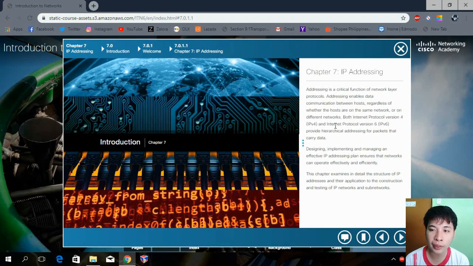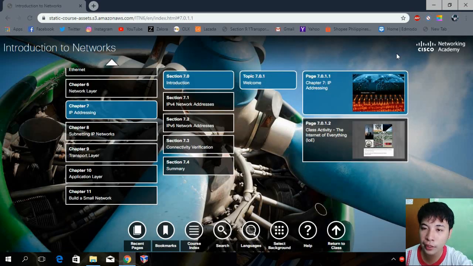This chapter examines in detail the structure of IP addressing and their application to the construction and testing of IP networks and subnetworks. So we are done reading this introduction. Now we need to go to the chapter 7 summary and conclusion.